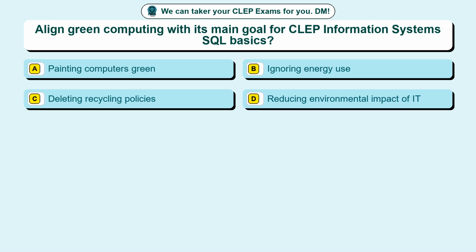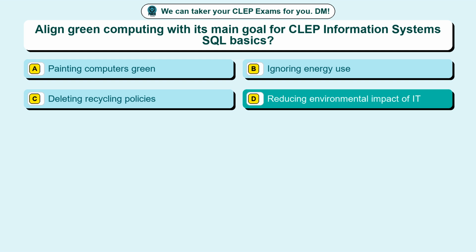Question 95. Align green computing with its main goal for CLEP Information Systems SQL Basics. Option A. Painting computers green. Option B. Ignoring energy use. Option C. Deleting recycling policies. Option D. Reducing environmental impact of IT. The correct answer is option D.